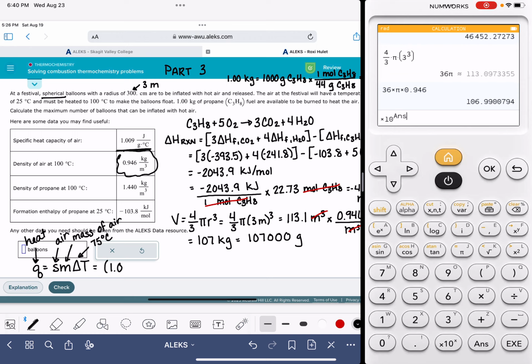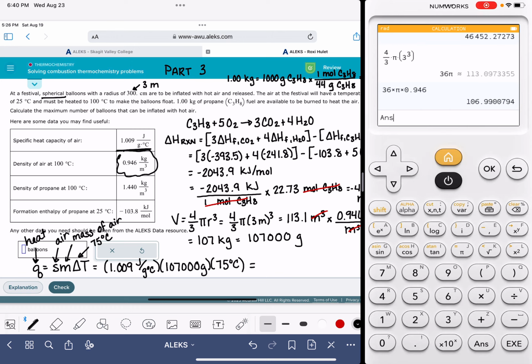This problem is so intense. 1.009 joules per gram degrees C, that's the specific heat, S. The mass of the air inside each balloon, 107,000 grams, and the temperature change required for each balloon is 75 degrees C. That's the difference between the starting temperature and the final temperature.